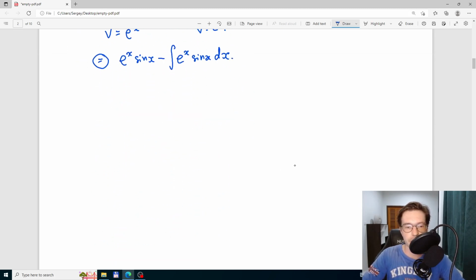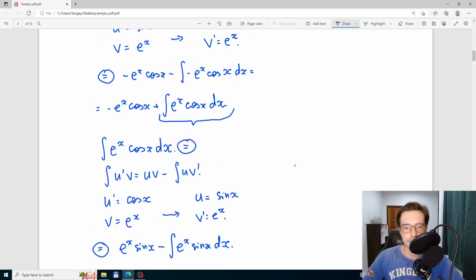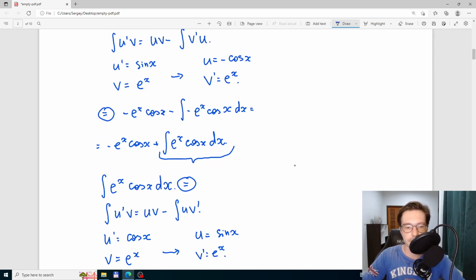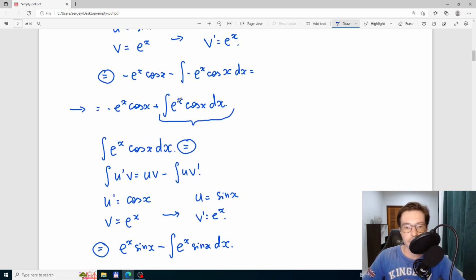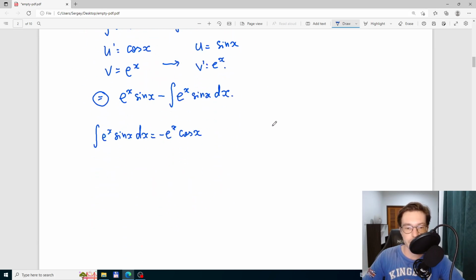So let's rewrite the original question as the integral of e to the power of x sine x dx equals, look at this line, that equals minus e to the power of x cosine x and then we've got integral of e to the power of x cosine x dx, which, as we have seen before, equals e to the power of x sine x minus the integral of e to the power of x sine x dx.